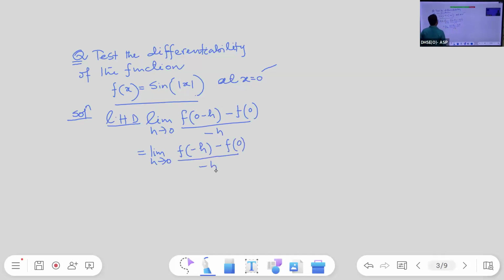So what is f of x? f of x is equal to sine of mod x. What will be f of minus h?